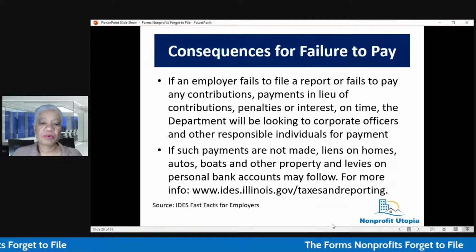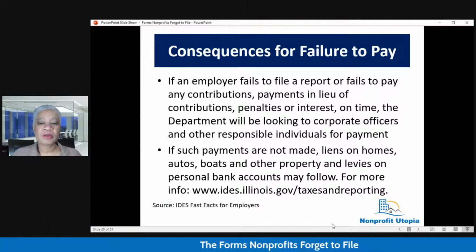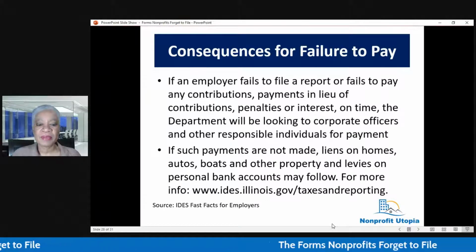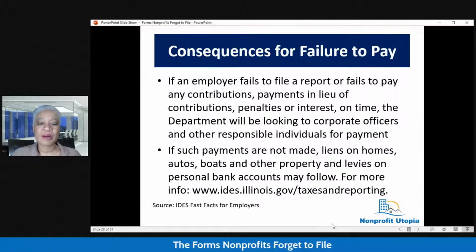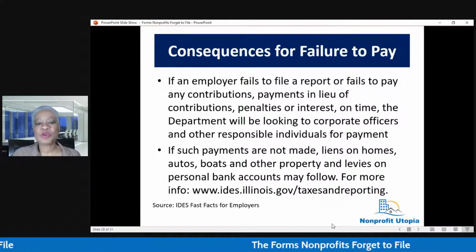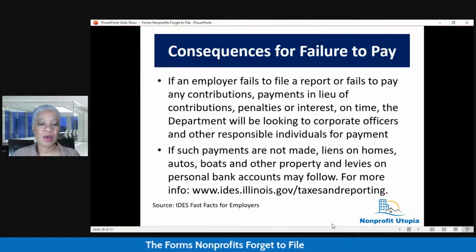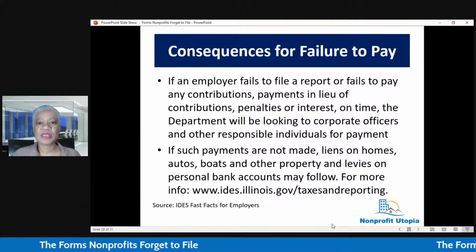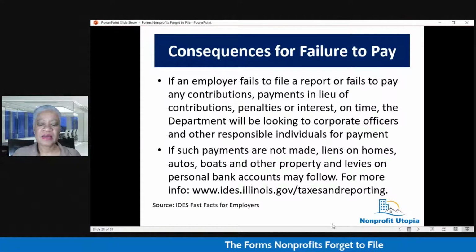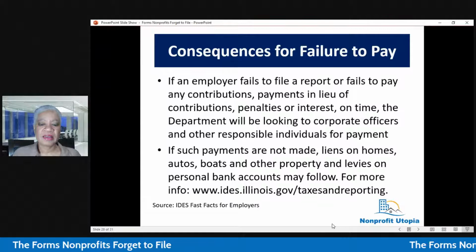So if an employer fails to file a report or fails to pay any contributions, payments in lieu of contributions, penalties, or interest on time, the department will be looking to the corporate officers and other responsible individuals for payment. So if your organization doesn't pay, then you, the people who are responsible for making sure these forms are done, you have to pay. And if you don't pay, then the state could put liens on your house, your car, your boats, and any other property.